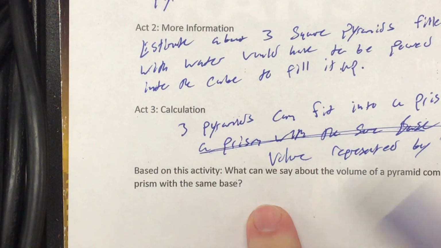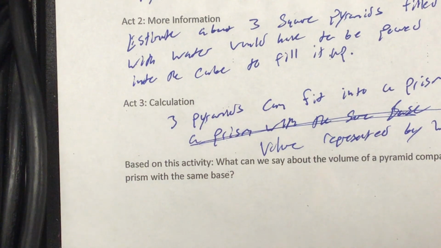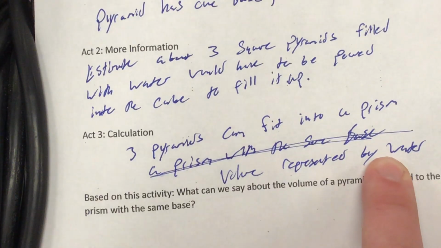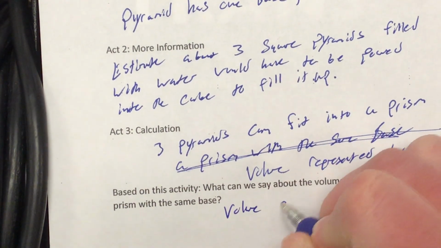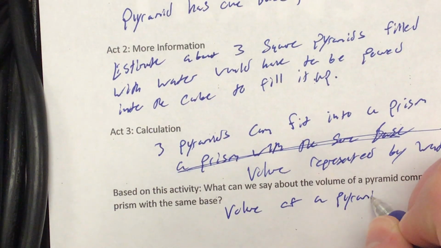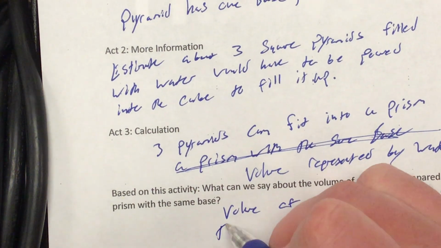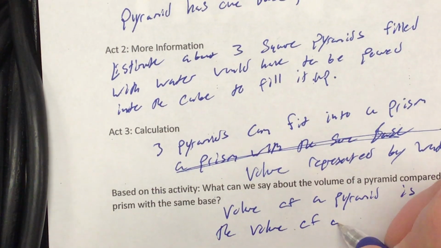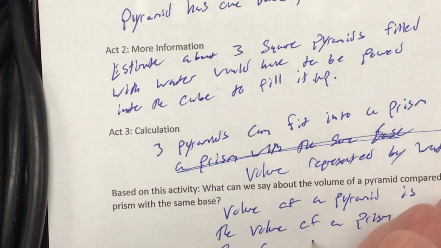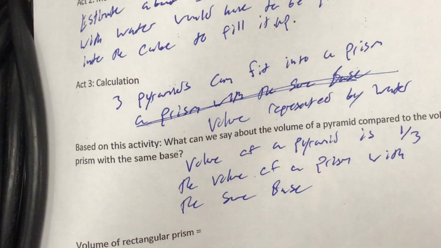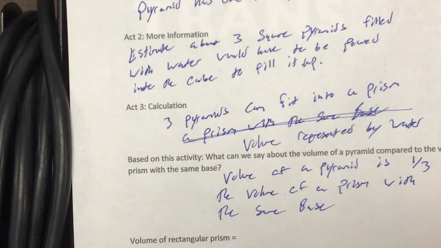All right, so now it says, based on this activity, what can we say about the volume of a pyramid compared to the volume of a prism with the same base? Now we're going to say the volume of a pyramid is 1/3 the volume of a prism with the same base. So the volume of a pyramid is 1/3 the volume of a prism with the same base.